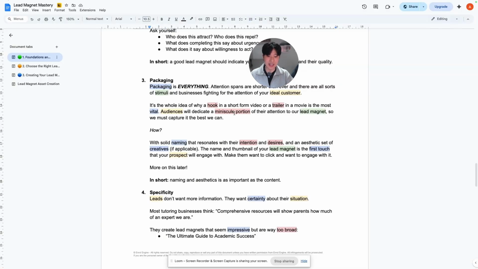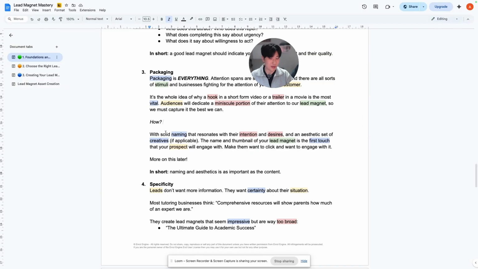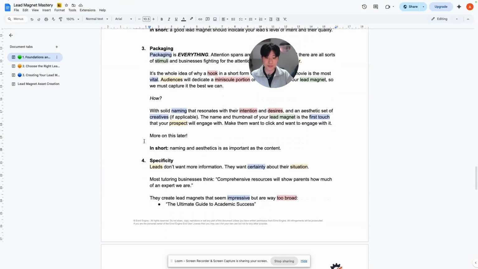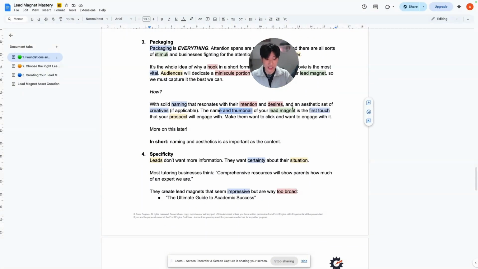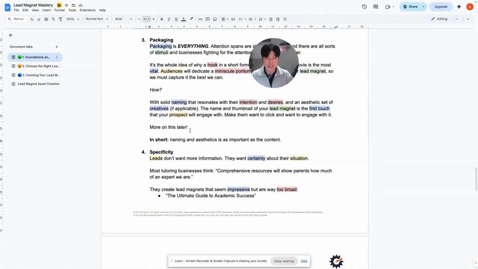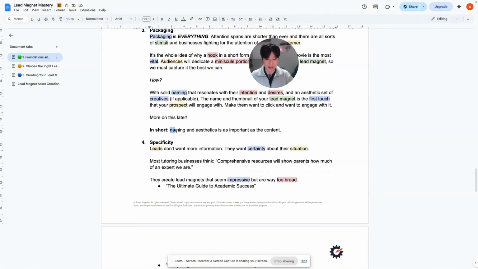Now, audiences will dedicate a minuscule portion of their attention to our lead magnet, so we must capture it the best that we can. And how do we do that? With solid naming that resonates with their intention and desires, and if applicable, an aesthetic set of creatives. The name and thumbnail of your lead magnet is the first touch that your prospect will engage with, so actually make them want to click with it, make them want to engage with it, and make it aesthetic. And we'll talk more about how to do this later in the naming and creating sections. So in short, naming and aesthetics is as important as the content.